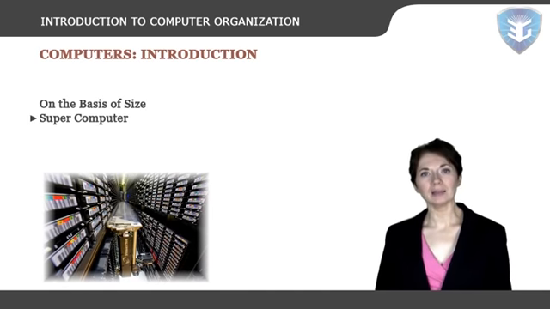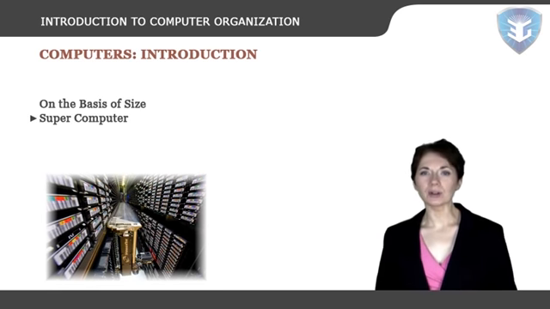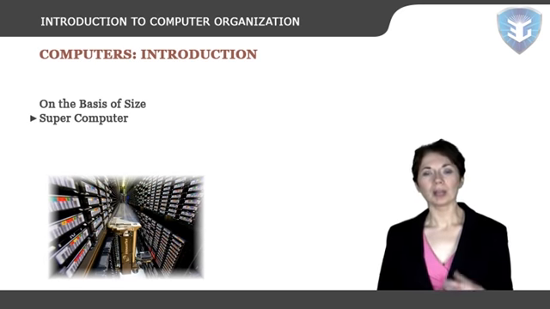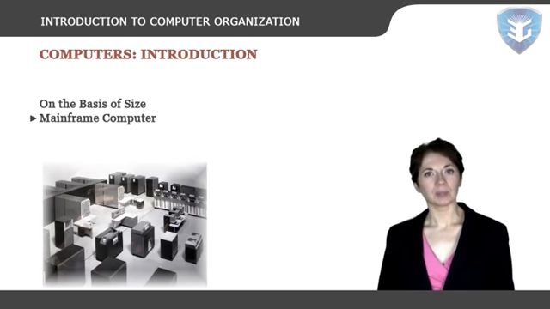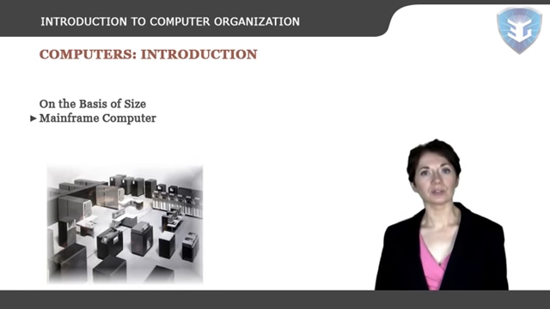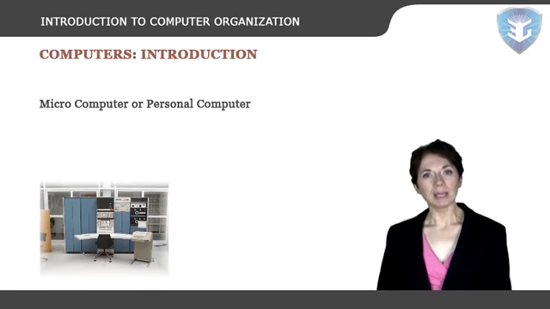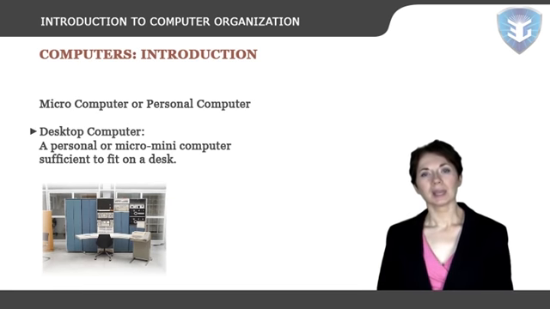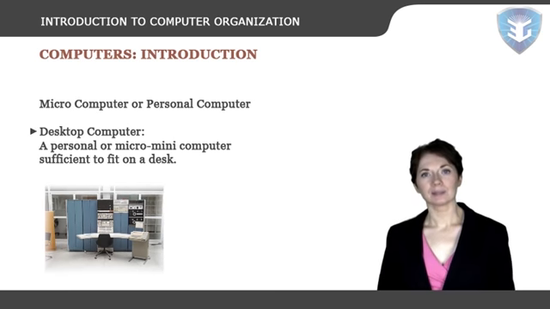Supercomputer. The fastest and most powerful type of computer. Supercomputers are very expensive and are employed for specialized applications that require immense amounts of mathematical calculations. Mainframe computer. A very large and expensive computer capable of supporting hundreds or even thousands of users simultaneously. Microcomputer or personal computer. Desktop computer. A personal or micro-mini computer sufficient to fit on a desk.